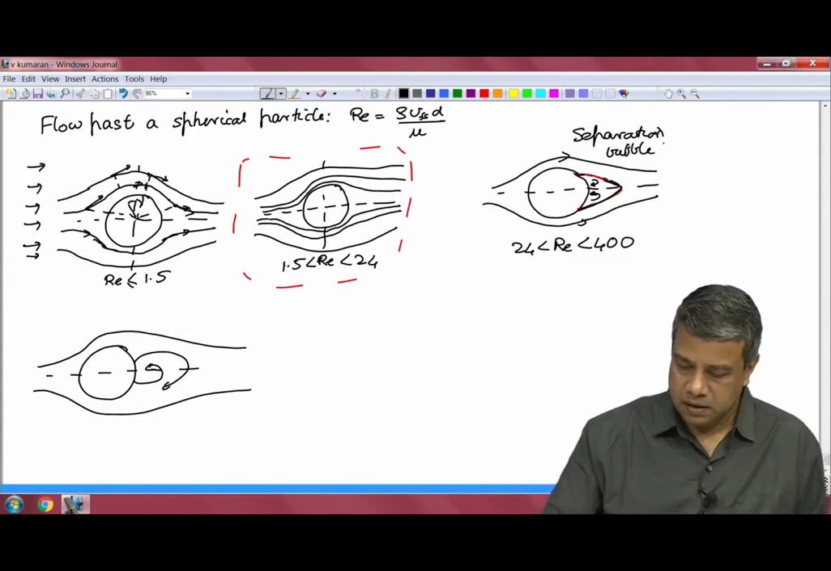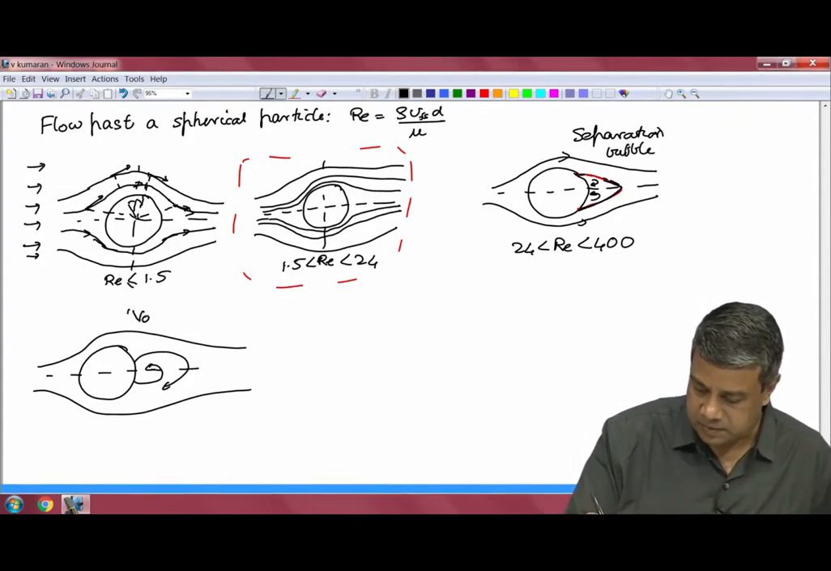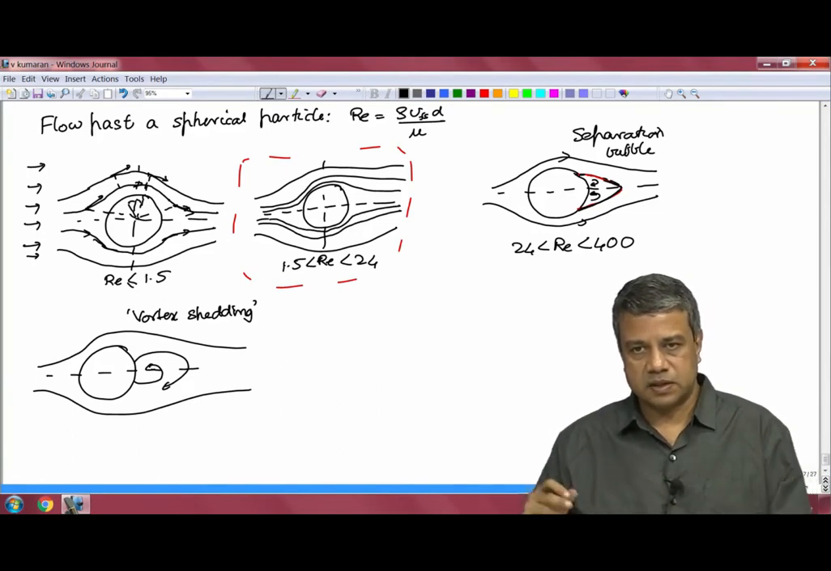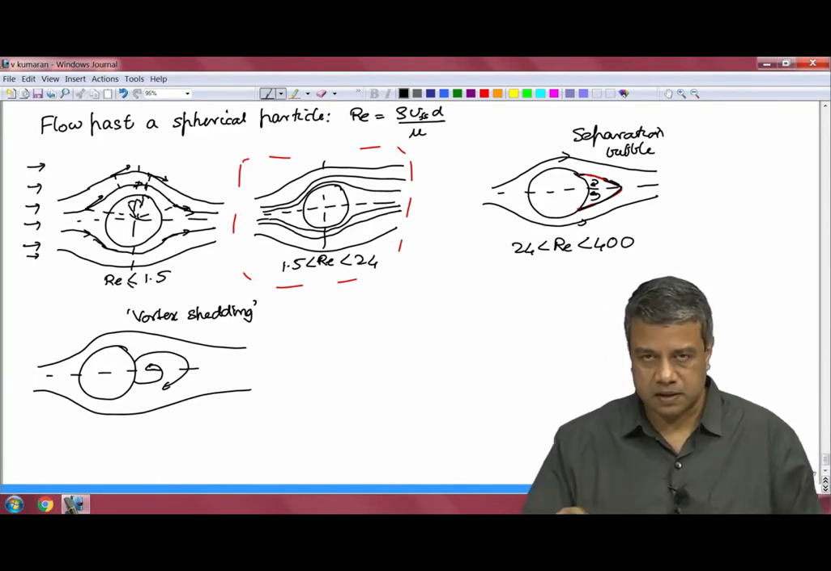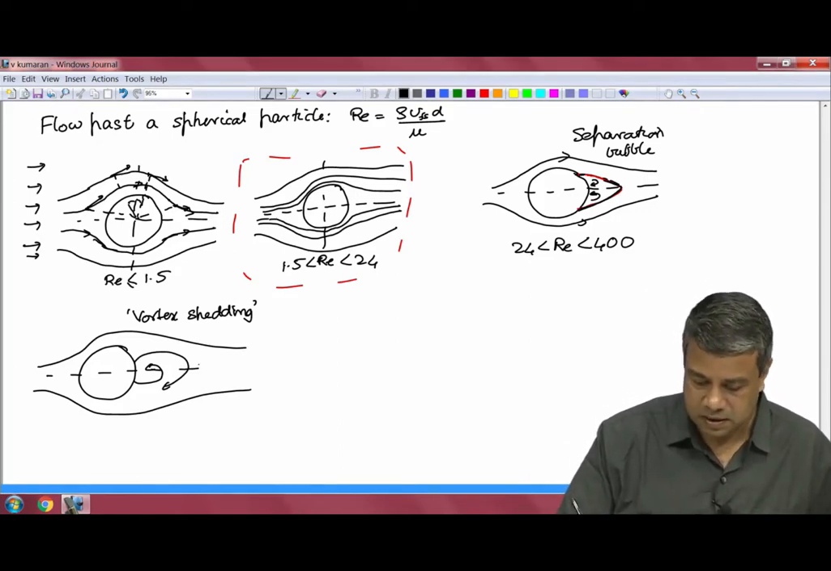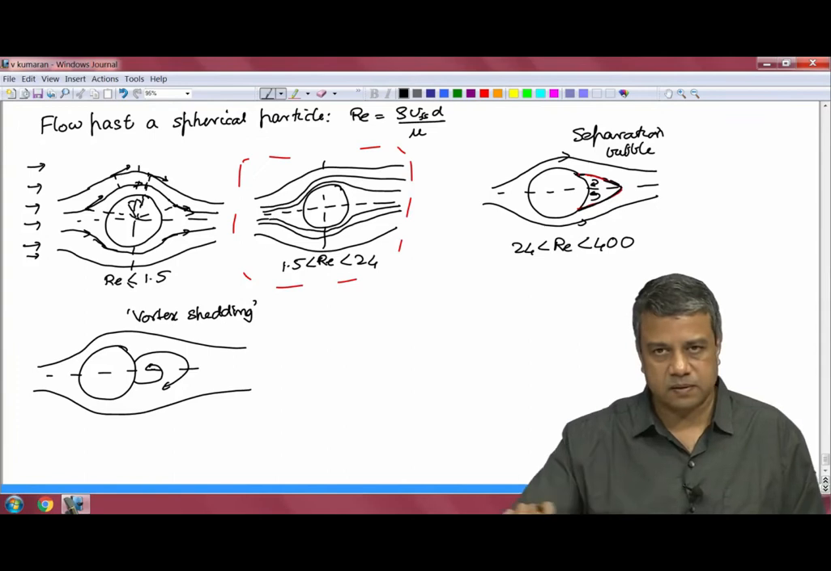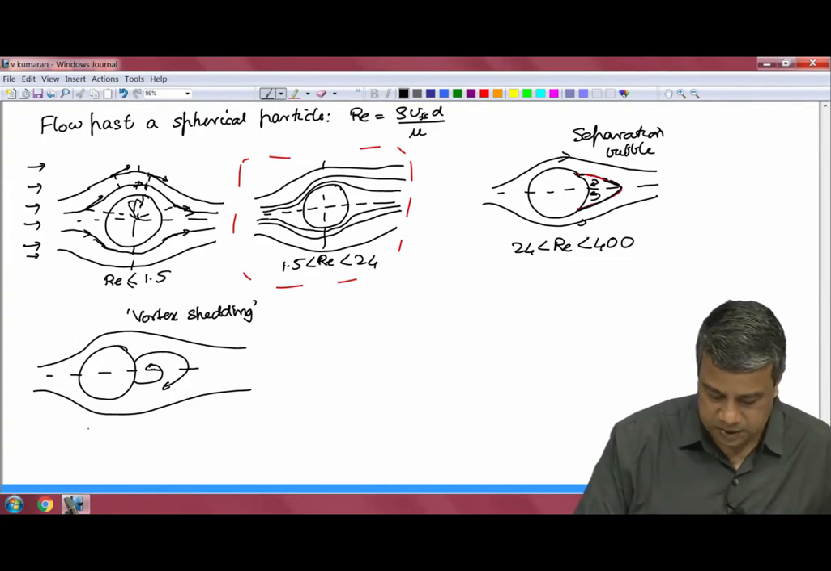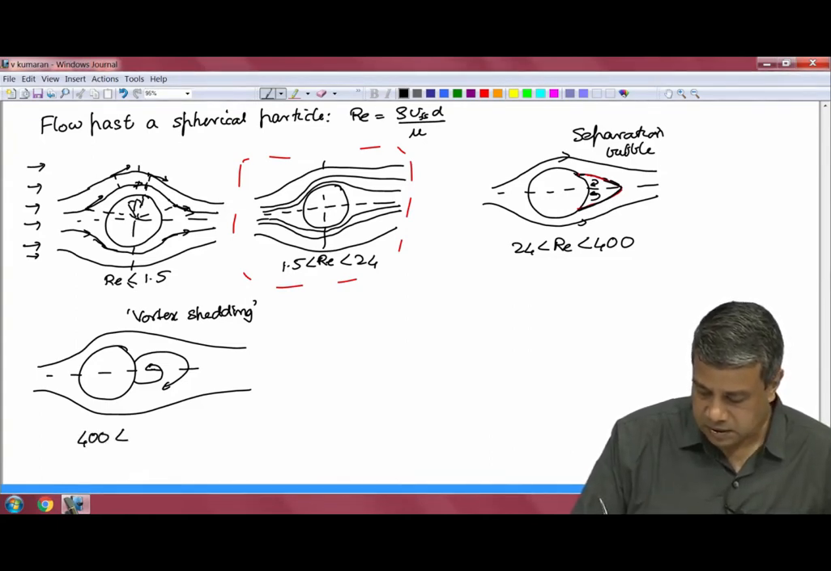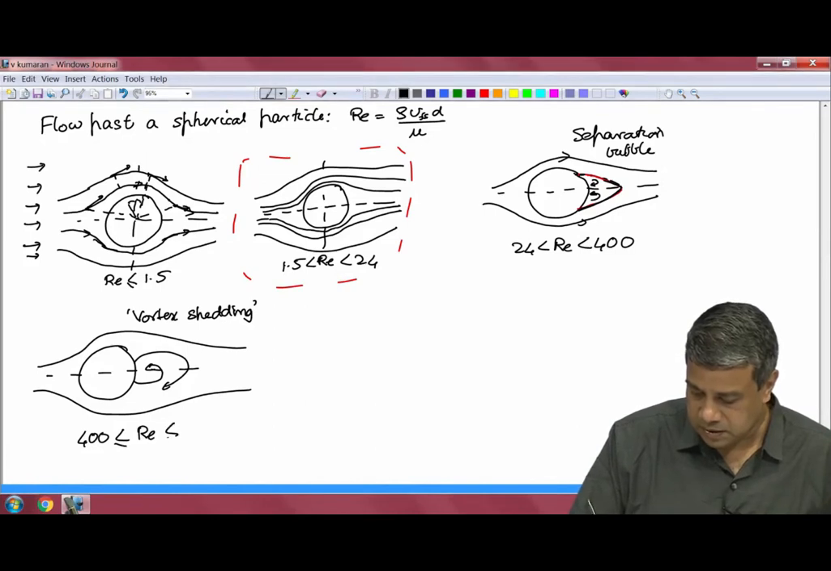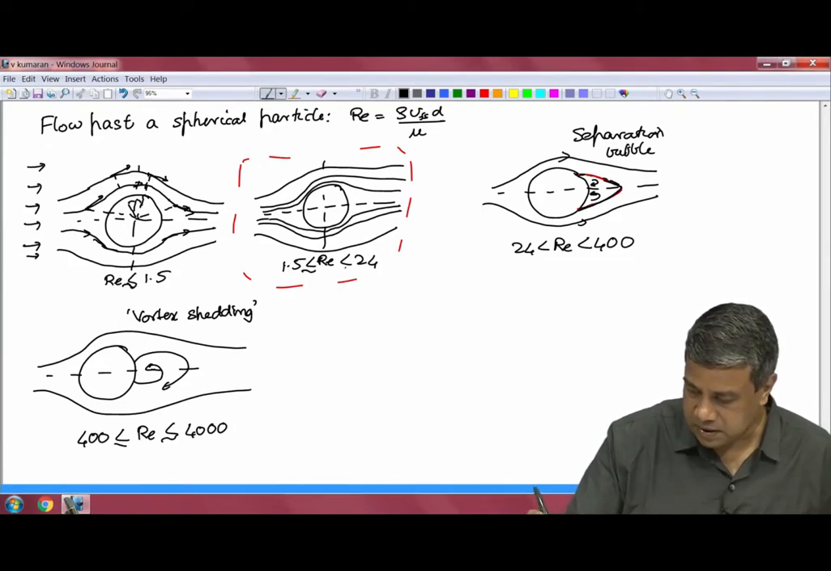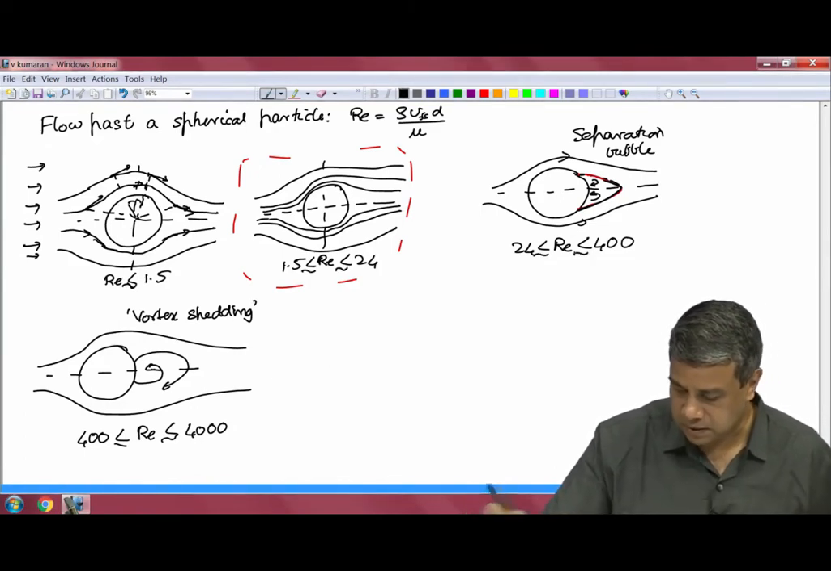At the rear, in this case, you have what is called vortex shedding. Vortices, which are basically circulating parcels of fluid, emerge from this particle at the back in what is called the wake, and they are convected and detach from the particle and travel downstream. This happens when the Reynolds number is in the range of about 400 < Re < 4000 or so. All of these limits are not exact, they are approximate limits in all cases.